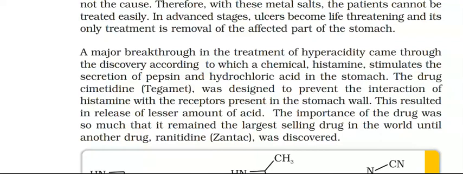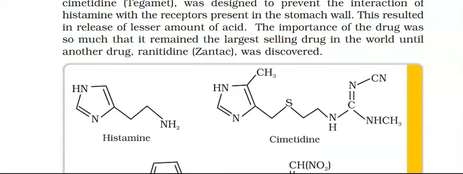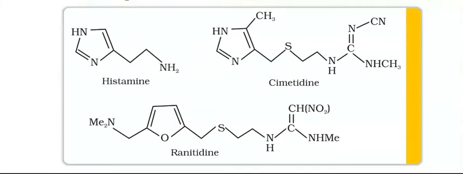After cimetidine, another important antihistamine which was discovered was Zantac. In the market, it is available as Zantac tablets. Both of these drugs are antihistamines and they can check the release or secretion of histamine in the stomach. So, histamine, cimetidine and ranitidine, these are the three structures just for the reference purpose.